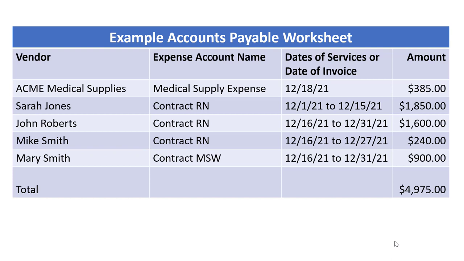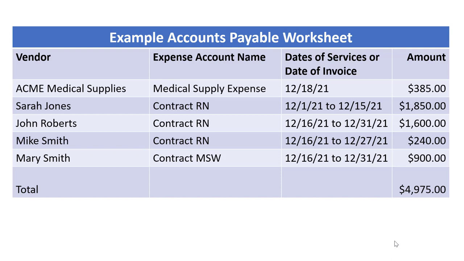John Roberts was an RN contractor from 12/16/2021 to 12/31/2021, but was not paid until after 12/31 of 2021 for $1,600. Mike Smith is an RN contractor who worked from 12/16/21 to 12/27/21 and made $240. Mary Smith was a contract medical social worker who worked from 12/16/2021 to 12/31/2021 and made $900.